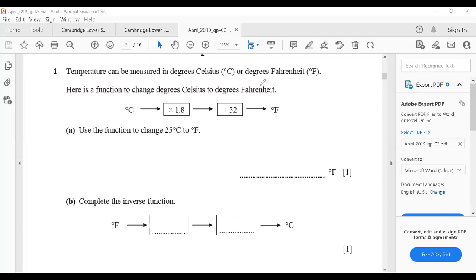Temperature can be measured in degrees Celsius. فاحنا هنقول the first thing we have to enter 25 instead of C. So it will follow the same function machine starting from here. Okay. The first thing we had to multiply 25 by 1.8, then add 32. So 25 multiplied by 1.8 equal what? You have to use your calculator. Equal 45. Then plus 32 equals 77, right?